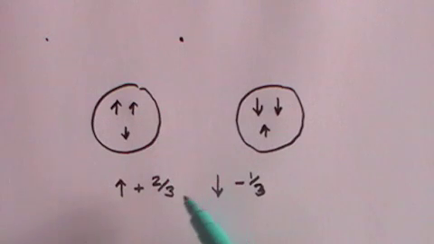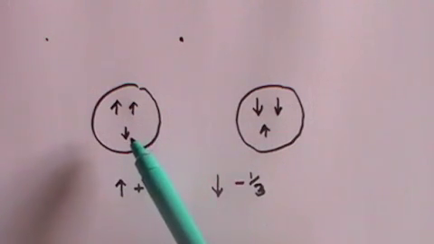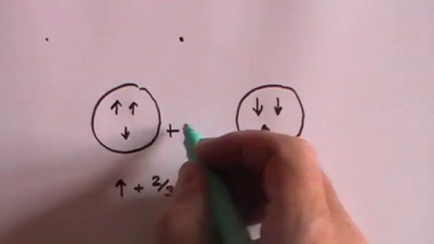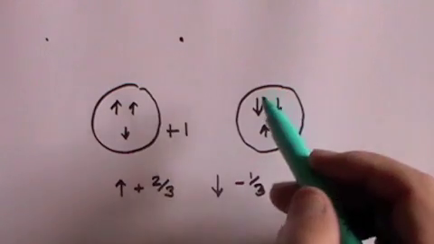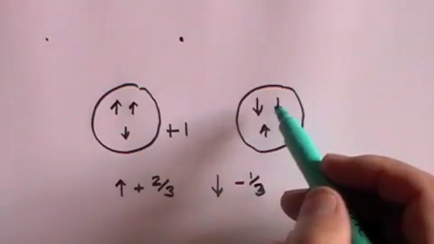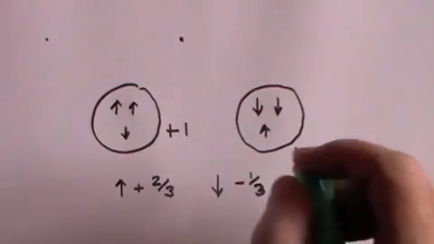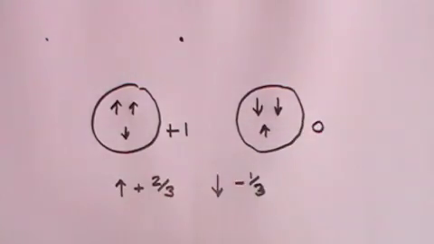So 2 ups would be 4/3, minus 1/3 gives you a charge of plus 1 for the proton, so that's where the proton's charge comes from, whereas 2 downs is minus 2/3, plus an up is plus 2/3, gives you an overall charge of 0. So that's why the neutron is uncharged.